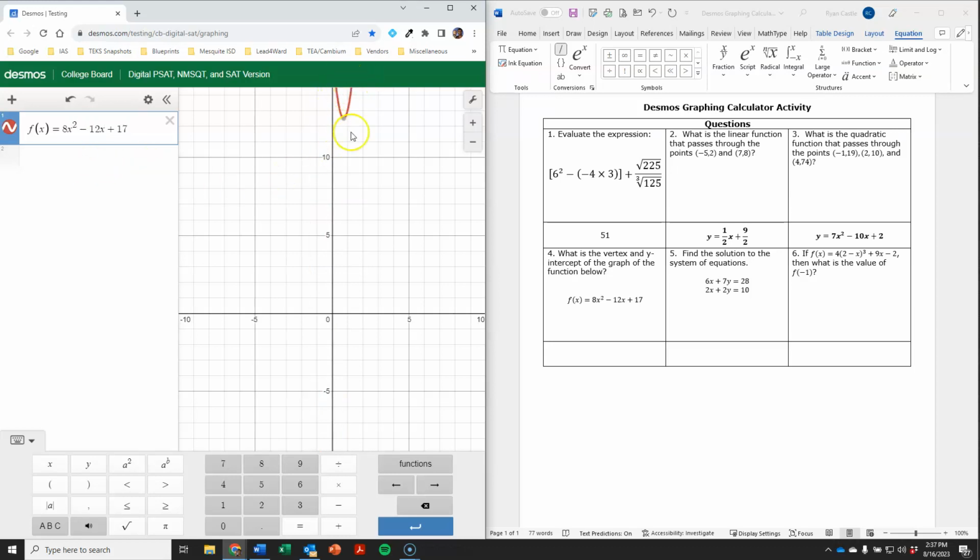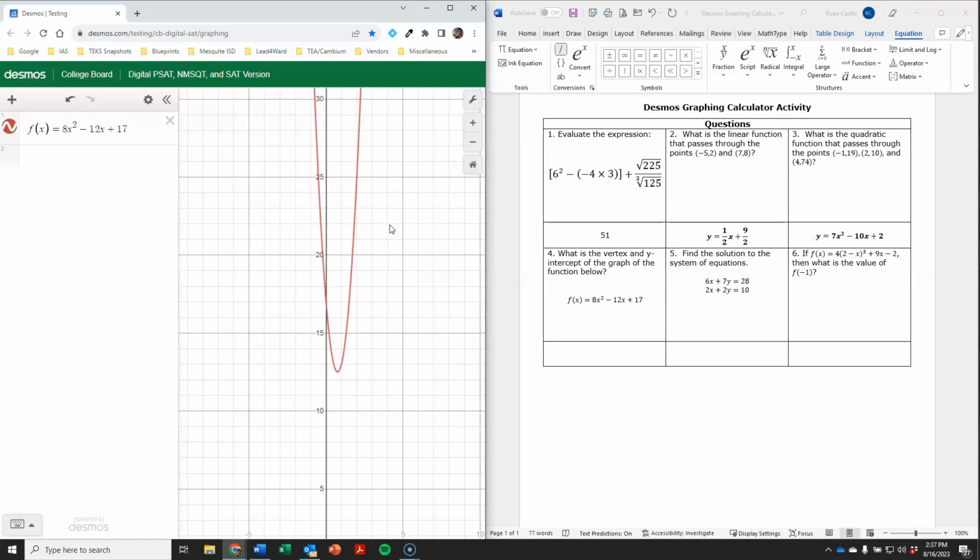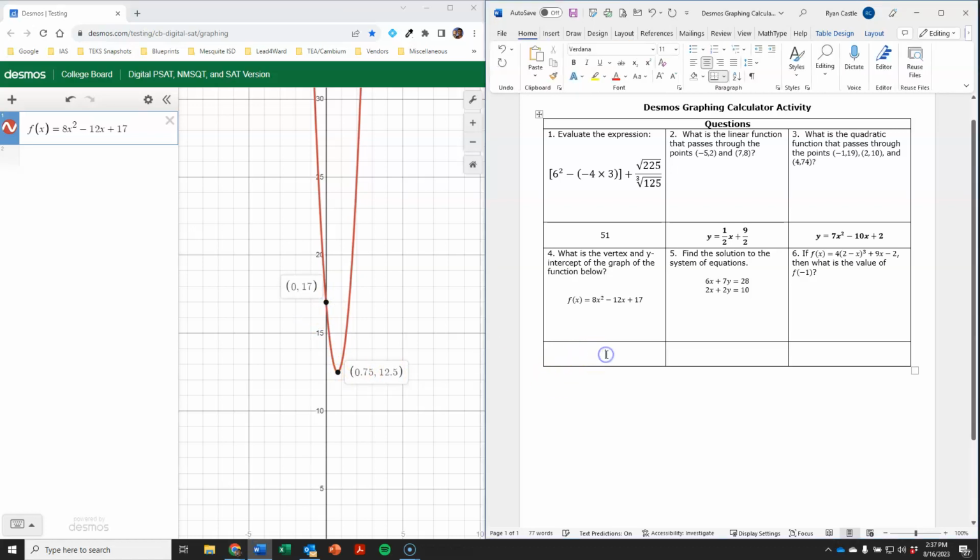Now, right now it's not totally on screen. So what I can do is I can use the zoom in and zoom out buttons, or I can click and drag my screen. Students would be able to use a touch screen and actually pinch to zoom in or out. And once I get a good look at it, I can click on the graph, and I see that the vertex and the y-intercept are both denoted by gray coordinate points here. And so I see that the vertex is 3/4 and 12.5, and the y-intercept is 0 and 17. And so I can come over here and type my answers just the way that I see them on the Desmos graphing calculator.